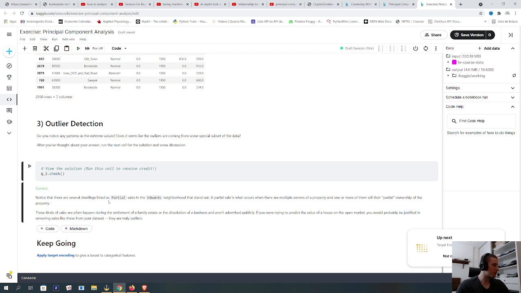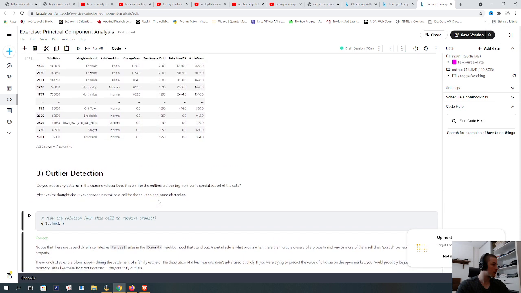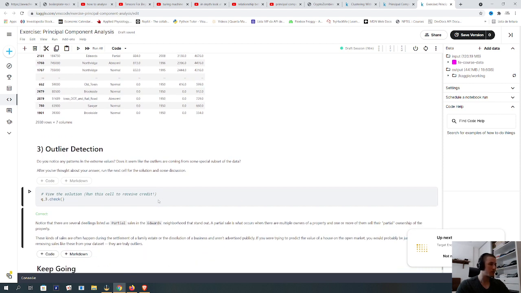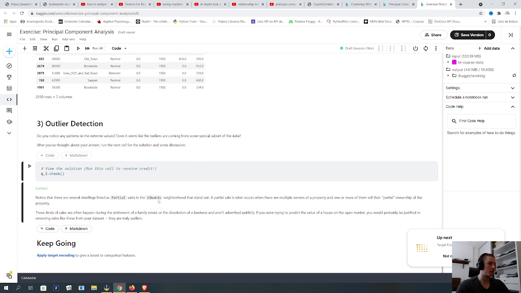Notice that there are several dwellings listed as partial sales in the Edwards neighborhood that stand out. A partial sale is what occurs when there are multiple owners of a property and one or more of them sell their partial ownership of the property. These kinds of sales often happen during the settlement of a family estate or the dissolution of a business, and aren't advertised publicly. If you're trying to predict the value of a house on the open market, you would probably be just fine removing sales like this. On the other side, they're truly outliers.